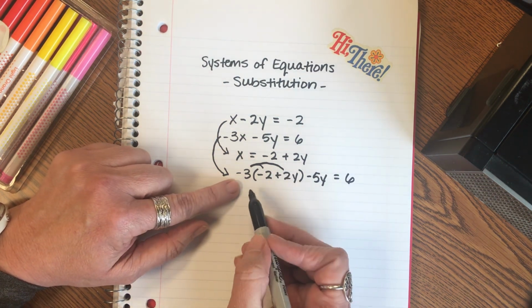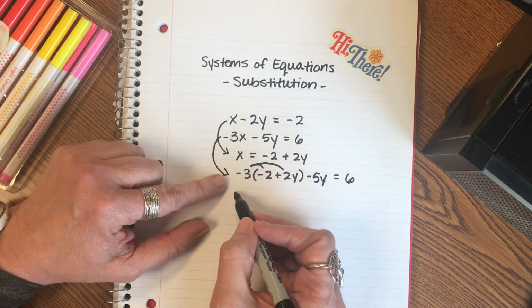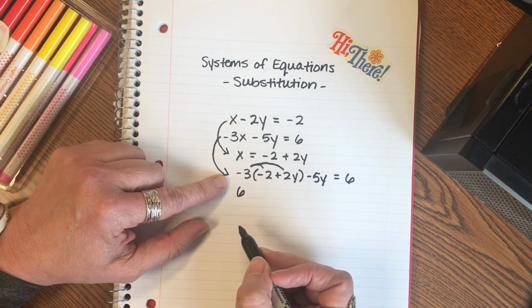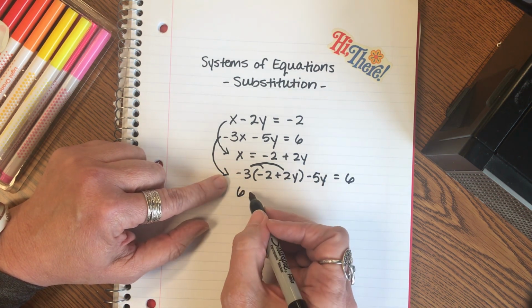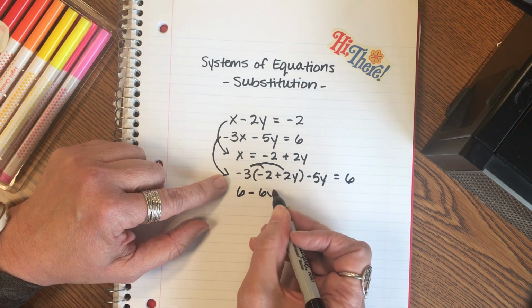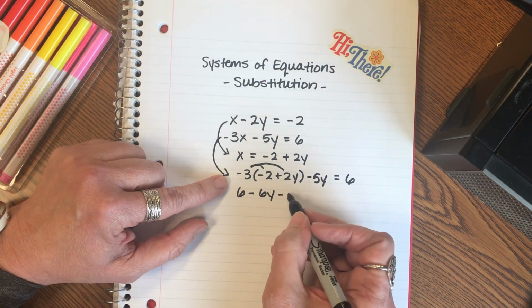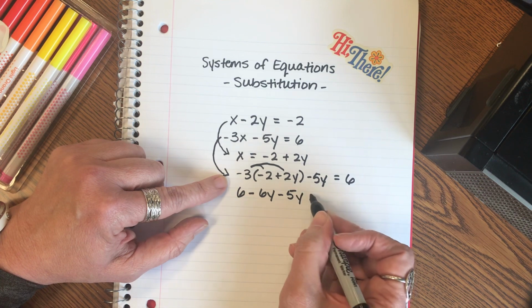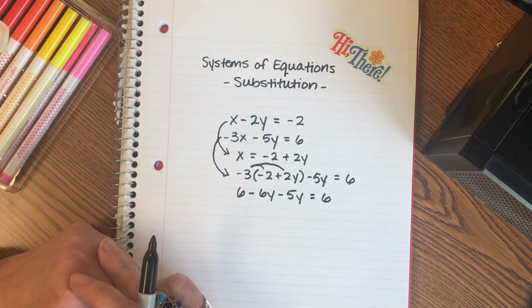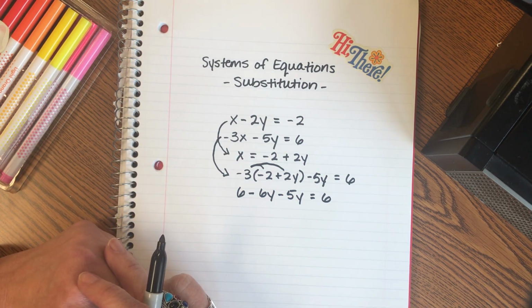Pay attention to those negatives. Negative times a negative is going to be a +6. Negative times a positive is going to be a -6y. And then we're going to tack on that -5y and finish out our equation. Okay, we've simplified a little bit, but not as much as we can.